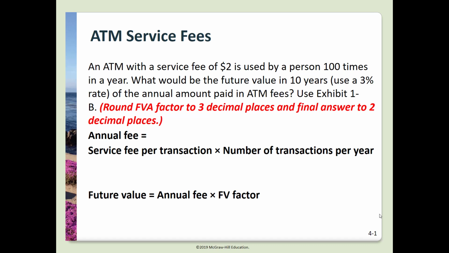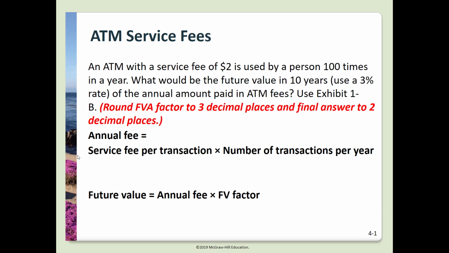In this video, I'll be going over the Chapter 4 homework problems. So in this first problem we're examining ATM service fees. Let's say an ATM with a service fee of $2 is used by a person 100 times in a year. What would be the future value in 10 years? Use a 3% rate of the annual amount paid in ATM fees. You'll be using Exhibit 1B for this problem.